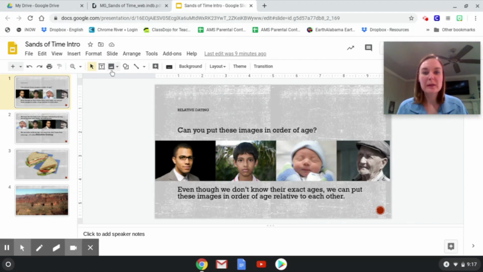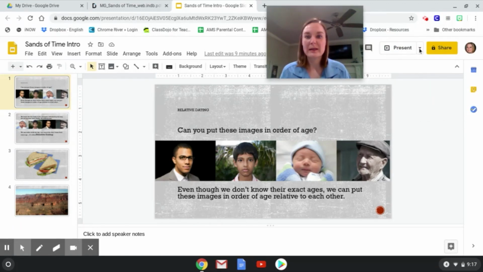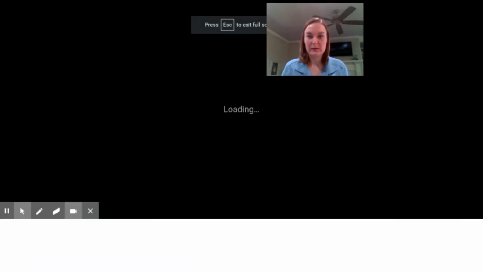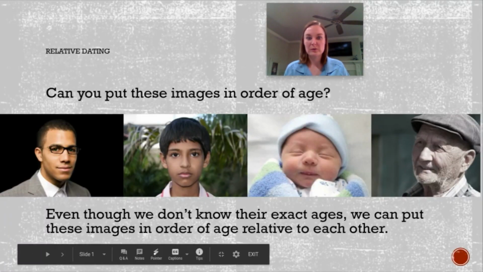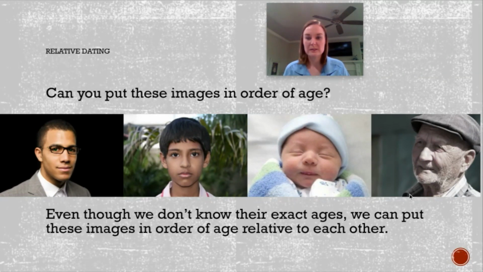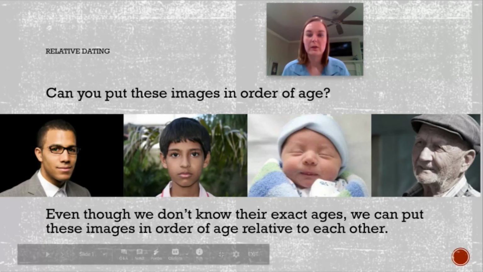Typically when my students come into my classroom on the days that we're doing this activity, I'll have pictures of people of different ages cut up for each group of students. We'll begin the class by allowing them to do a sort. You can see here in this PowerPoint, there are pictures of boys or males at different ages. Even though the students aren't going to know the exact ages of the people pictured, they can very easily tell which one is the youngest, which one's the oldest, and where they fall in between.